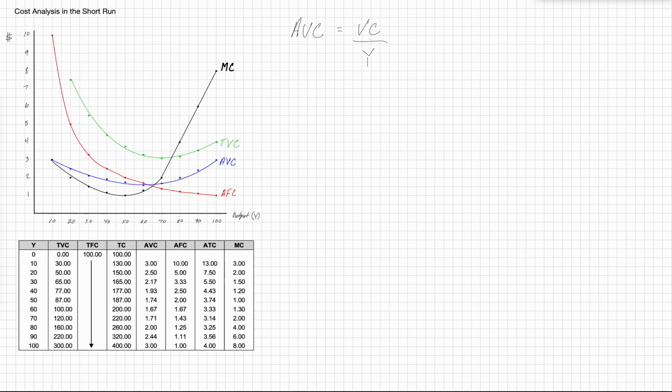We could just bring this down and say, average fixed cost equals fixed cost divided by y, output. And I know this is going to come as a complete shocker, but average total cost is basically your total cost divided by output. So that's where we are so far.